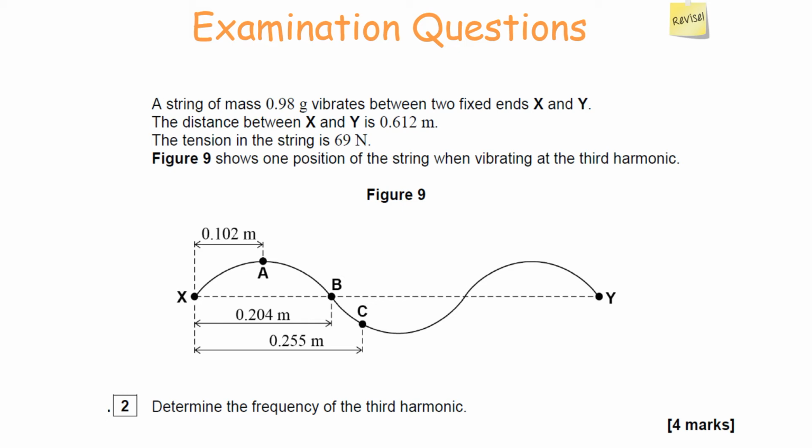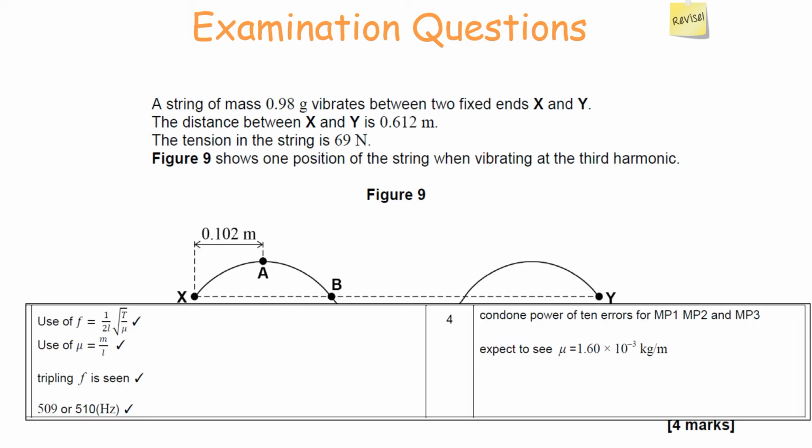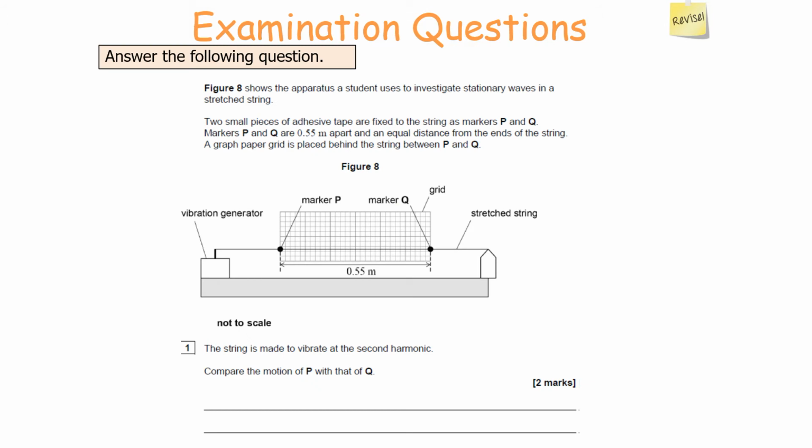So to work out the frequency of the third harmonic, you've got to multiply the frequency by 3, because the value you get in the equation f equals 1 over 2L times the square root of T over mu, when mu is mass over length, is the frequency of the fundamental frequency, which is the base value there. To work out your harmonic, you multiply by the harmonic number. Because it's the third harmonic, it's going to be tripled. So the answer is going to be 509 or 510 hertz. Let's have a look at the next question.